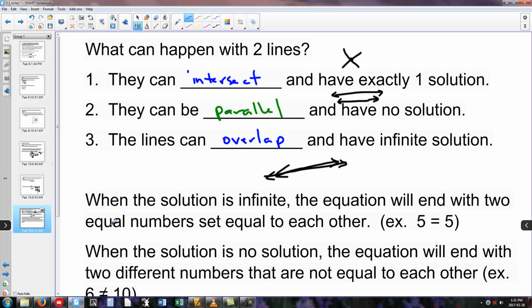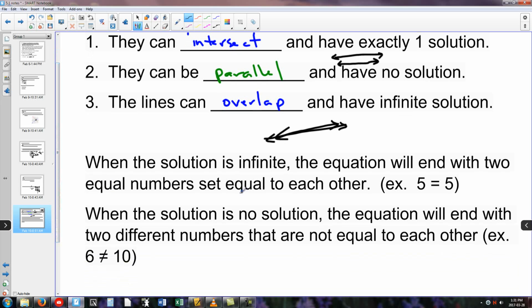In those cases, we'll notice different things happen. For instance, when we do elimination or substitution, you'll end up with a true statement like 5 equals 5 or 0 equals 0, where no matter what you do, that's always true. That would be infinitely many solutions. However, if you're solving and you end up with something weird like 6 equals 10, we know that's not true, and we would say that therefore the lines are parallel because they never cross.